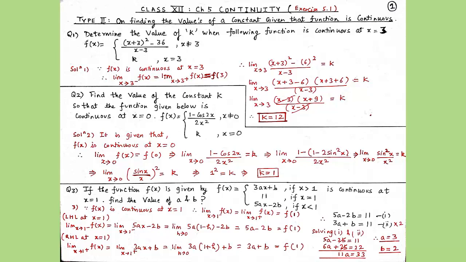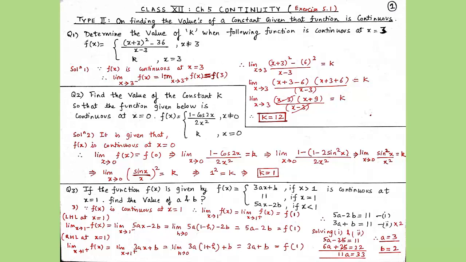So according to our question, since our function is already continuous, as we know that if function f(x) is continuous at x equal to 3, we can write this as limit x tends to 3 minus f(x) is equal to limit x tends to 3 plus f(x), and this is equal to f(3). So from here we can write it as limit x tends to 3 f(x) is equal to f(3). So from here we get limit x tends to 3 of our function f(x), which is (x plus 3) whole squared minus 6 squared upon x minus 3, and this is equal to f(3), which is equal to k.